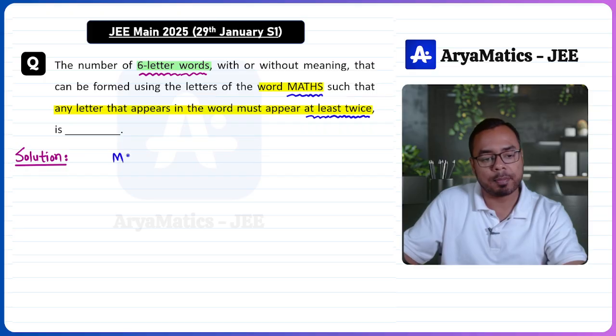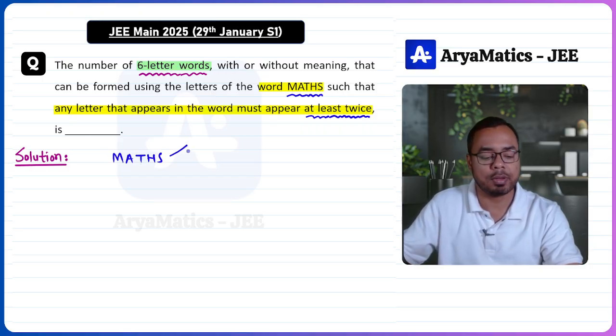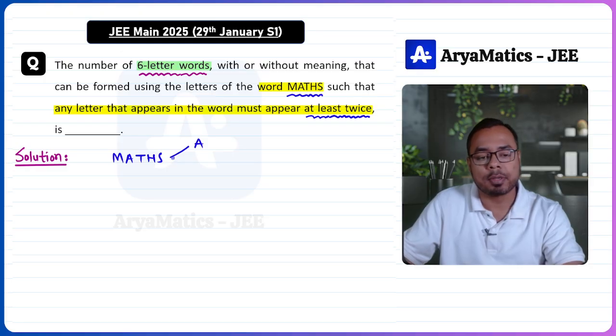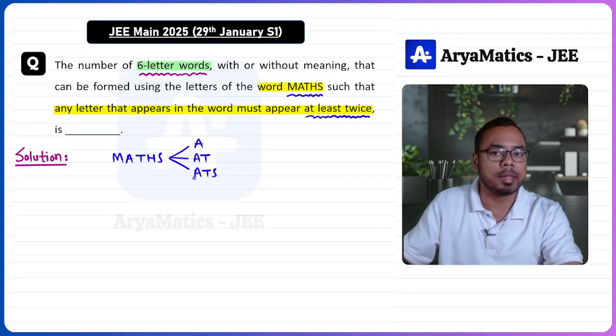So this is the given word, MATHS. Now in these types of problems, we have to consider different cases, right? I mean, there are multiple possibilities here. One possibility is that you have selected only one letter. Let us say the letter A, and this letter you are using 6 times. Another possibility is that you can select any 2 letters, let us say A and T, and then using these letters at least twice, we'll see how many different words you can create. Next possibility will be, let us say you have selected 3 letters, maybe A, T, and S, and we cannot select more than 3 letters, right?